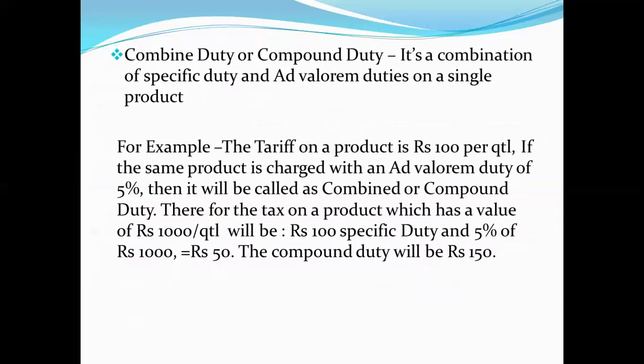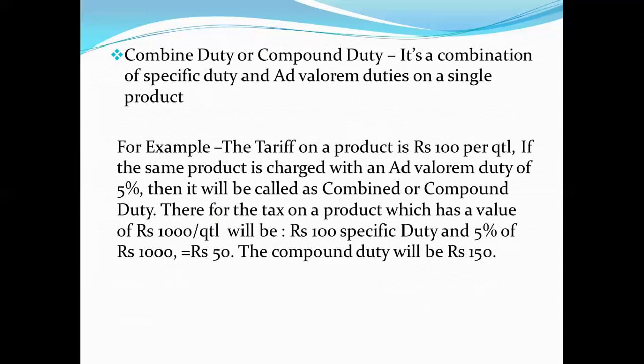There is a third basis also, which is called combined duty or compound duty. It's a combination of specific duty and ad valorem duty on a single product. That means specific as well as ad valorem duty will be imposed on a product which is imported or exported. For example, if the tariff on a product is rupees 100 per quintal, like in the case of a rock which we are going to import, and we import 1 quintal of rock, then we have to pay rupees 100 as tax. If the same product is charged with an ad valorem duty of 5%, then it will be called a combined duty, as I said earlier.